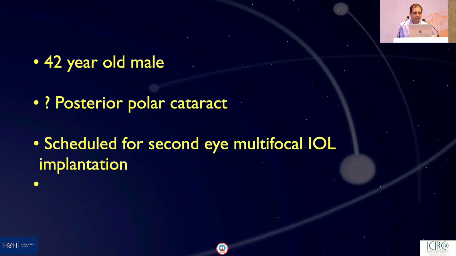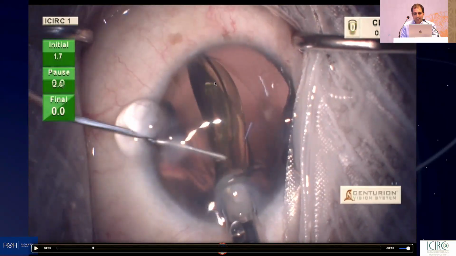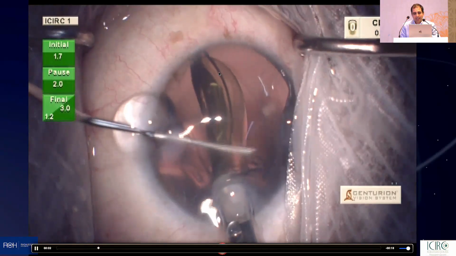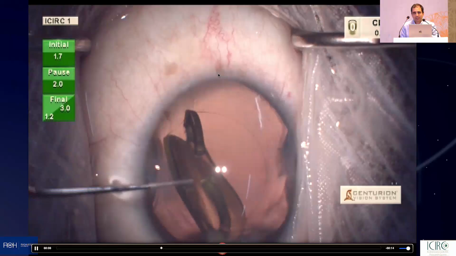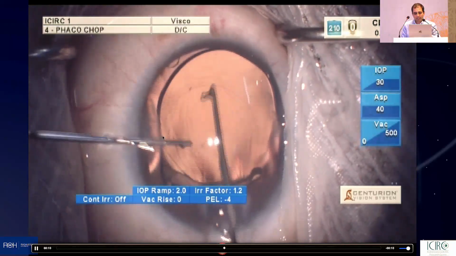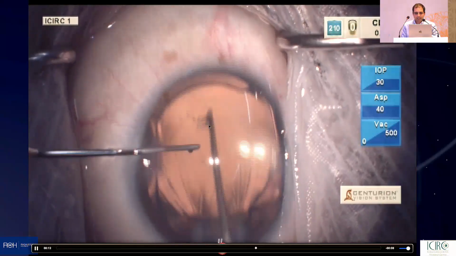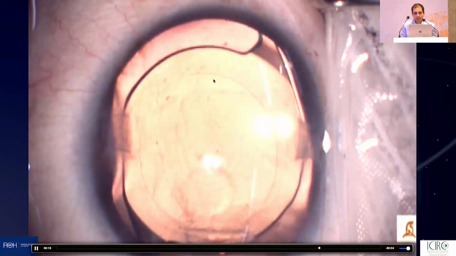Coming to this, another case of a 42-year-old male scheduled for second eye multifocal IOL with a query posterior polar. Once again, things have gone off very well. And now I'm injecting the IOL, and if you notice, I hesitated a little in injecting, and the IOL has just become a little vertical. But it's in the cohesive viscoelastic, so I've managed to make sure that it goes back again, and there is absolutely nothing that has gone off which I think is inappropriate. So IOL is once again in the bag.